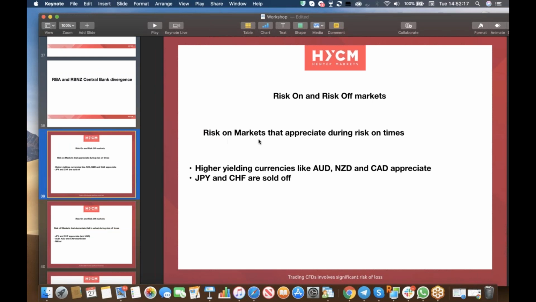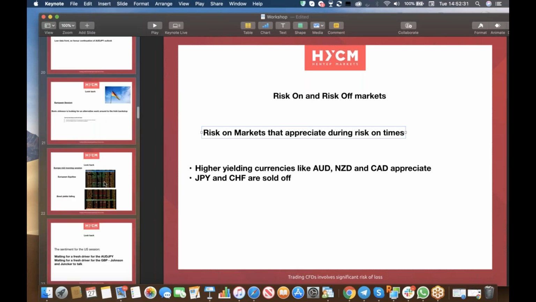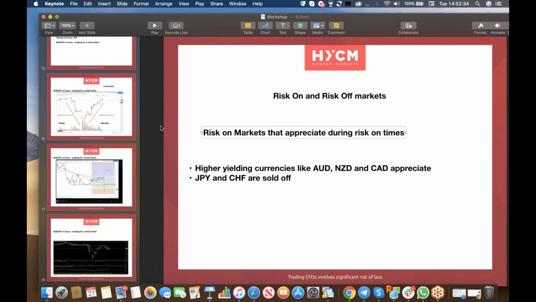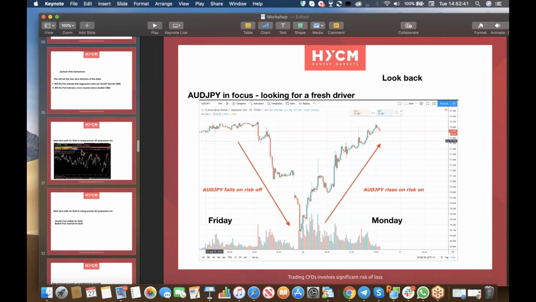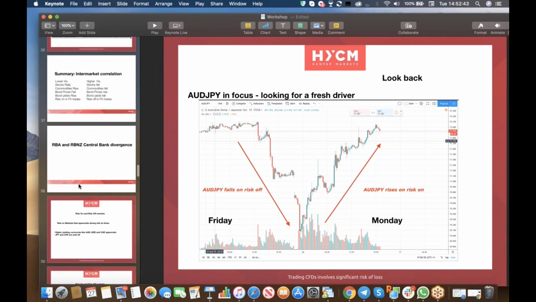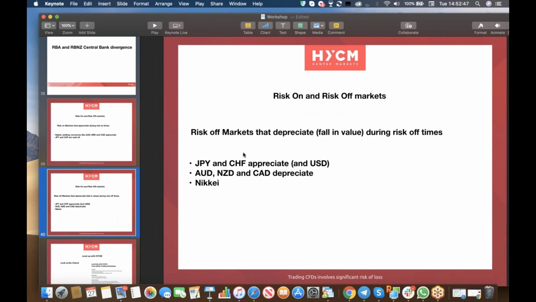When you see risk on markets, what you see is high yielding currencies like the Australian dollar, New Zealand dollar, and Canadian dollar appreciate. The yen and the Swiss franc are sold off. So this is on risk on, okay? And that's what we saw when we were looking earlier. When we saw a risk on market, what do we expect? Australian dollar appreciate, Japanese yen depreciate. That's when we saw the Australian dollar Japanese yen rising on Monday. But then going back to a risk off market, then we expect yen and Swiss franc to appreciate, and we're looking for the Australian dollar, New Zealand dollar, and Canadian dollar to depreciate, right?